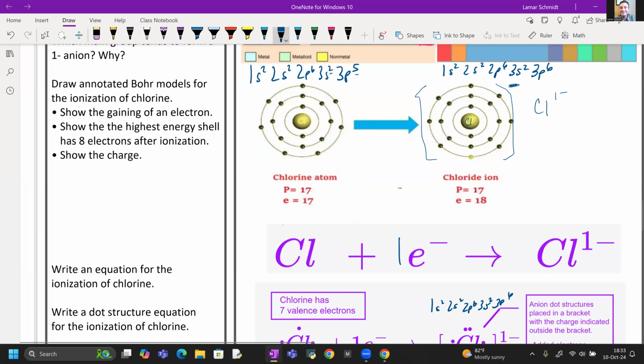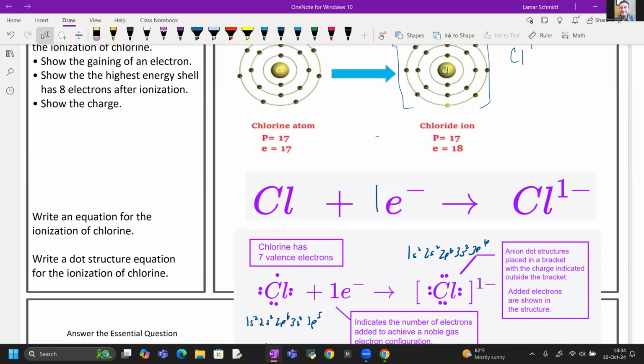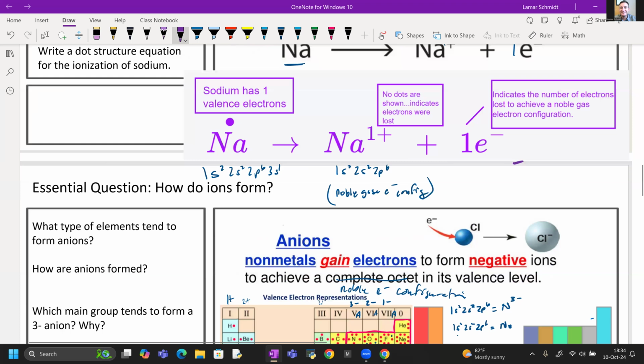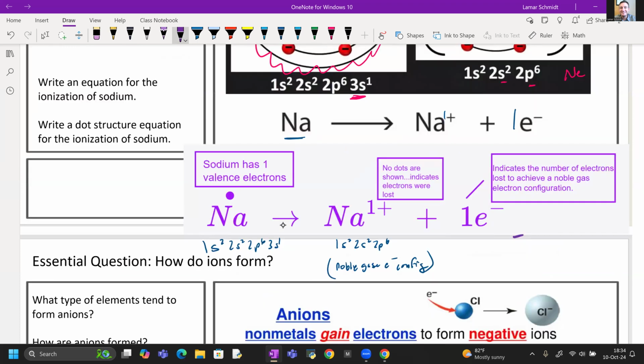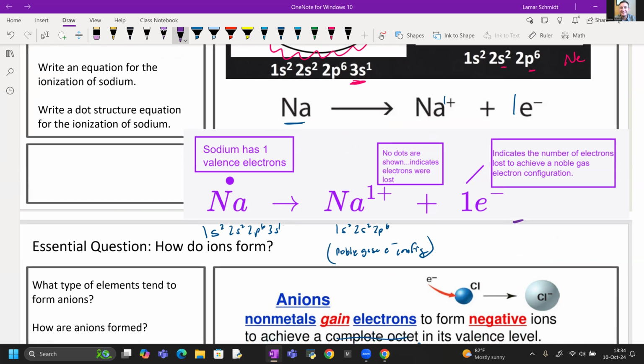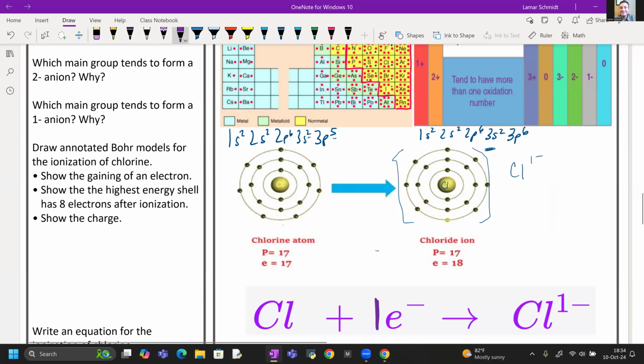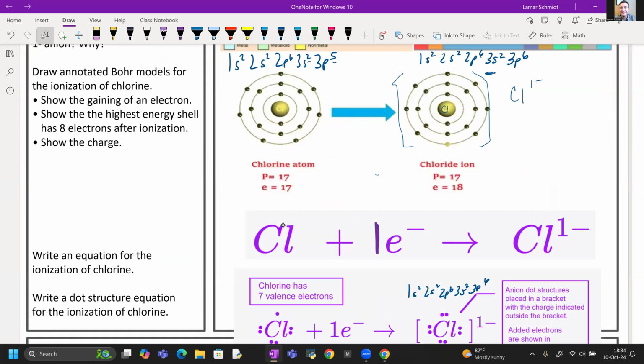Now we're writing an equation for the ionization of chlorine. Now this is a little bit different than what we see for cations. Remember, I'm going to take us back up. For cations, we're showing the electron on the right side of the arrow, or on the product side. We're showing that sodium ion lost this electron. But what are we doing when we have anions? They gain electrons. We're adding an electron, so we're showing an electron on the left side of the arrow.